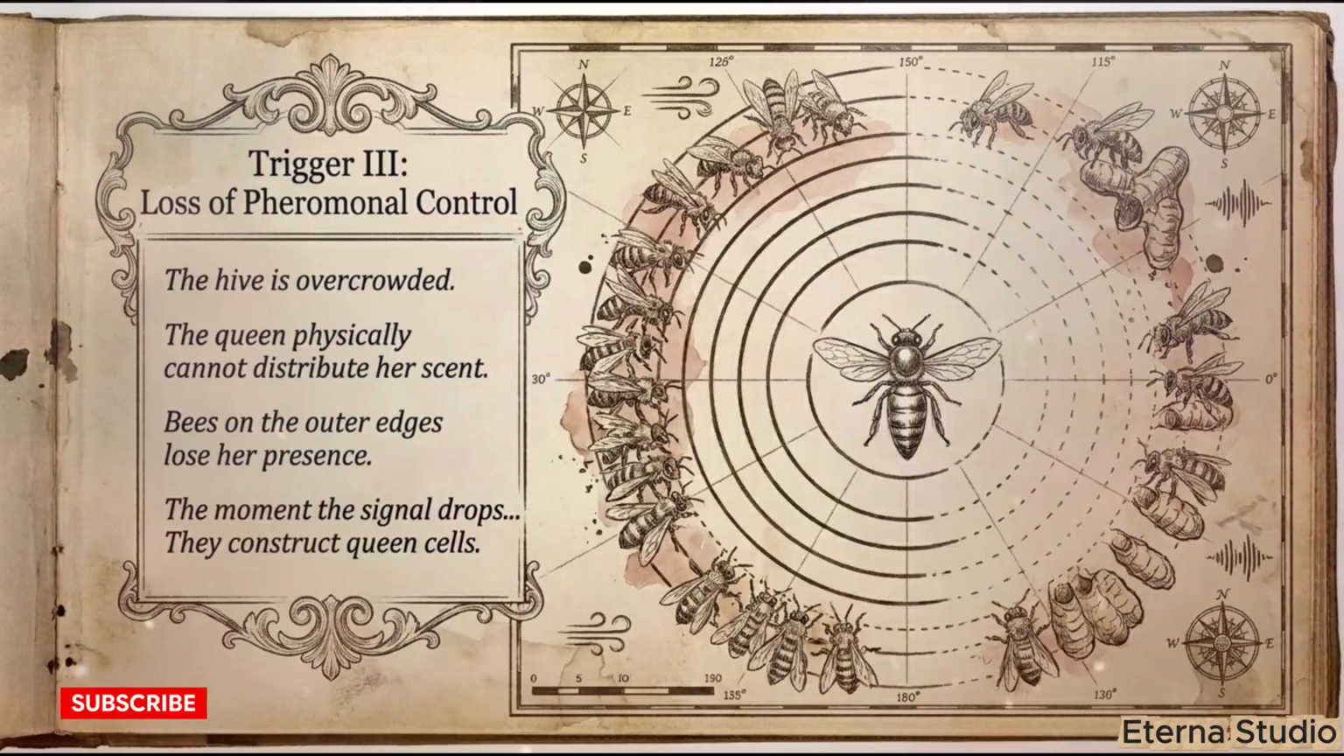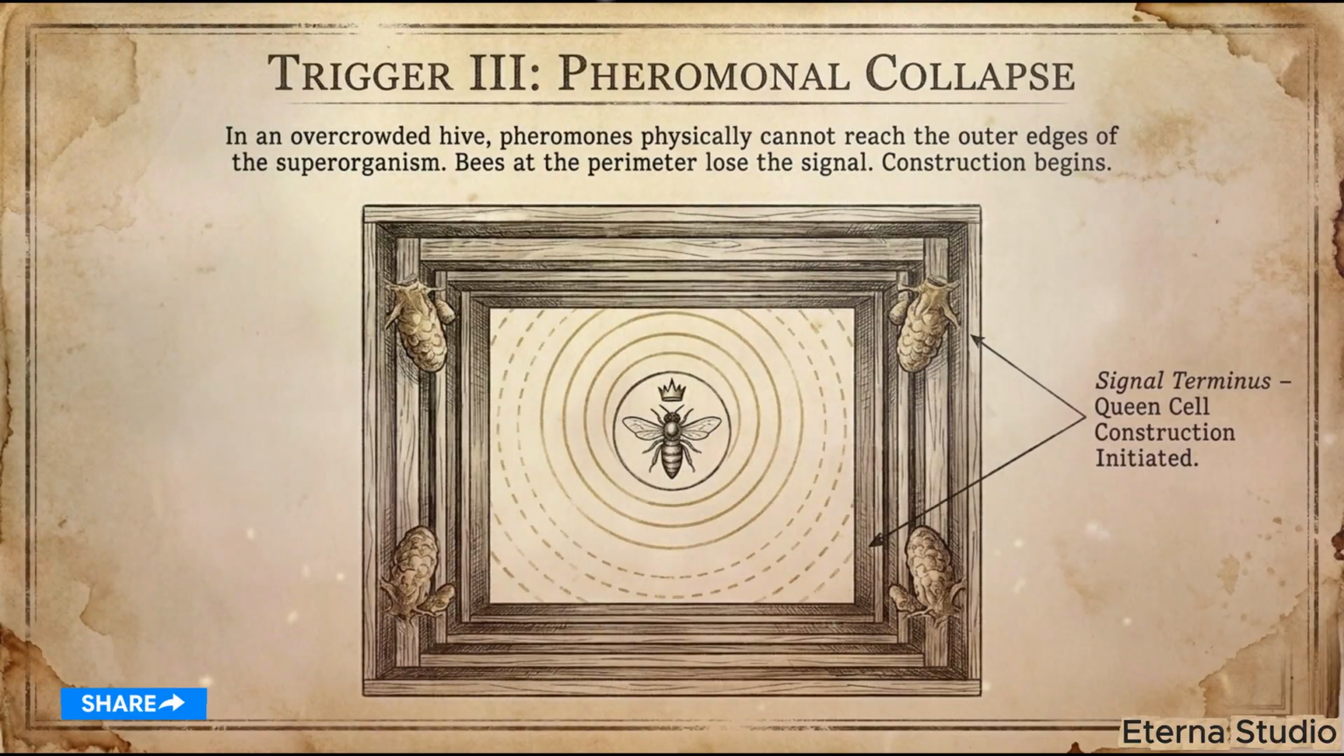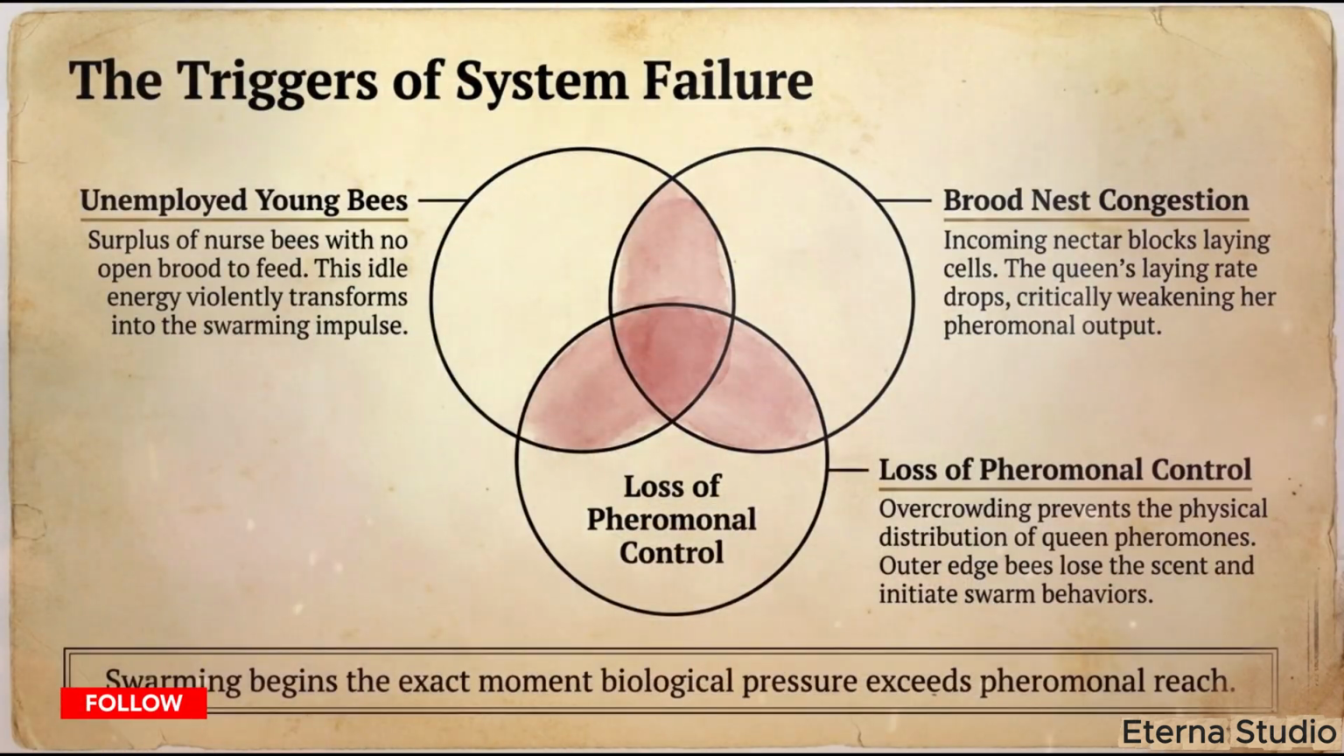Loss of pheromonal control. In an overcrowded hive, the queen physically cannot distribute her pheromones to all bees. The moment bees on the outer edges no longer sense her presence, they begin constructing queen cells.